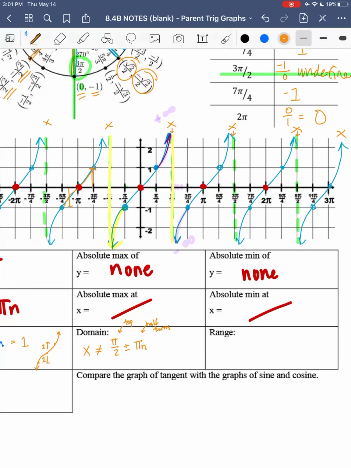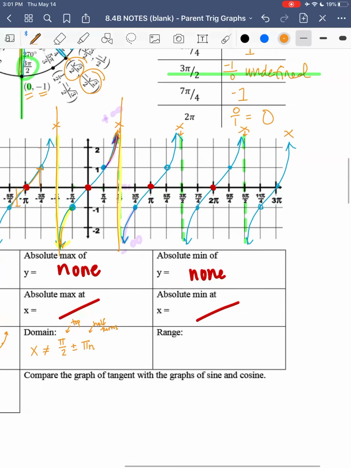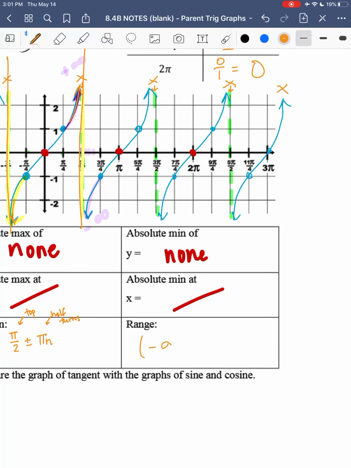Okay. And the range. So now the range, we're wondering top to bottom, where are all the possible numbers we can spit out? Well, every single time we look at one of these cycles, we actually spit out every number, all the way down to negative infinity, all the way up to positive infinity. So the range now is negative infinity to positive infinity.